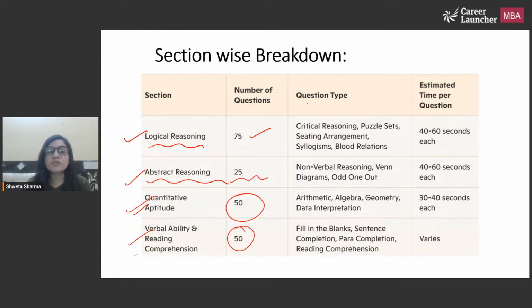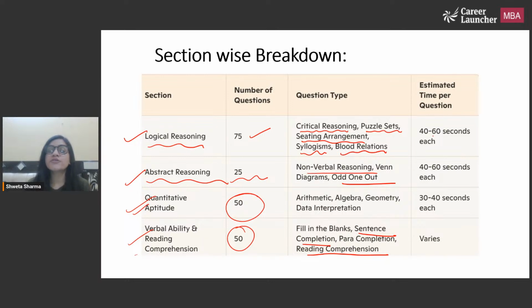And then we have the question types. Your LR includes CR, puzzle sets, seating arrangement, syllogism, blood relations, all these question types. Abstract reasoning is all about non-verbal reasoning, inclusive of odd one out. Arithmetic, algebra, geometry, and DI come under quants. And in VARC, of course, you have reading comprehensions, para completion, and sentence completion, which is more like fill in the blanks for your grammar, a very common question type. So this is what you have in your VARC.